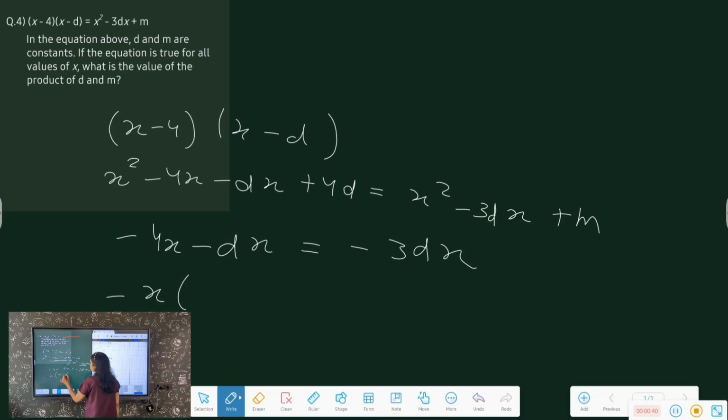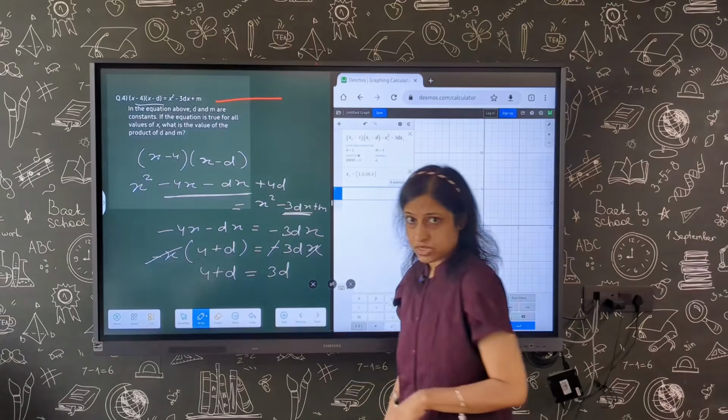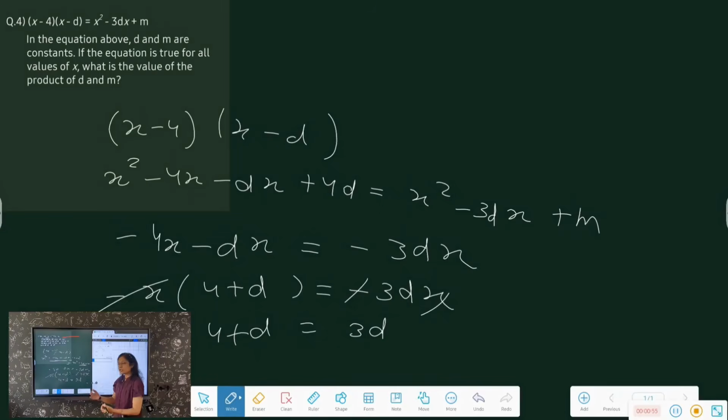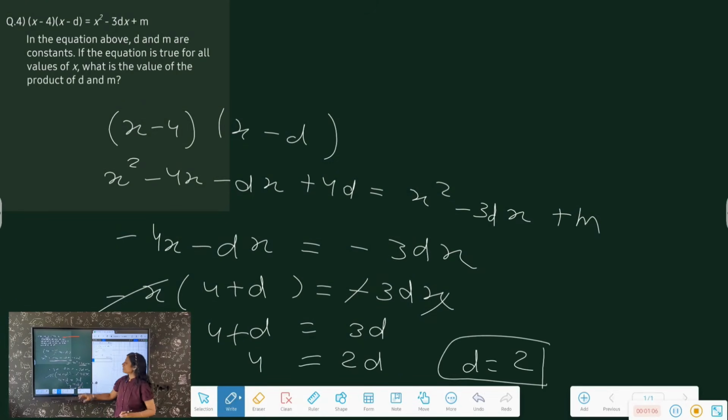So it will become 4 plus d is equal to minus 3dx. Minus x and minus x will cancel out. So it will become 4 plus d is equal to 3 times d. Transfer this d variable to the right hand side. So it will become 2 times d is equal to 4. And the value of d is 2. So yes, we are getting the value of d as 2.